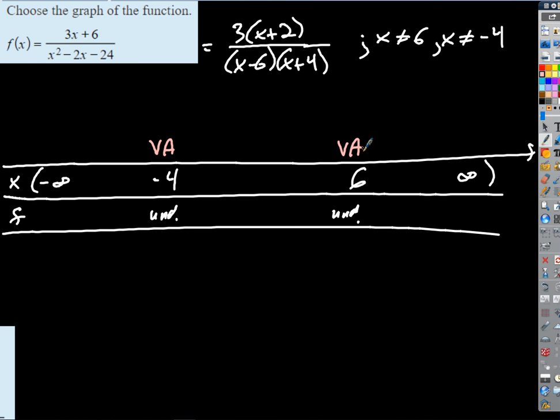Good? So we got vertical asymptotes, what about a horizontal asymptote? What do we do to find a horizontal asymptote? That's gonna be end behavior stuff, right? The function is approaching something out at the far right and the far left. So we're gonna take a limit, right? We're gonna see what happens as x approaches positive infinity or negative infinity.